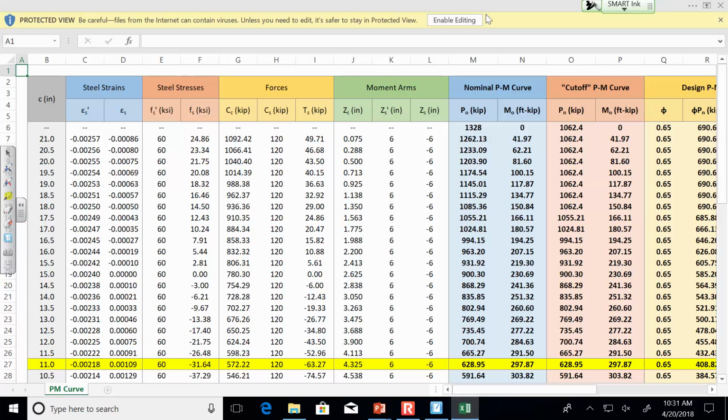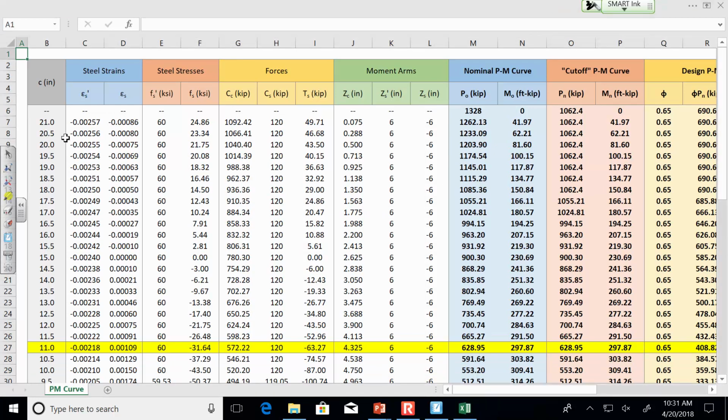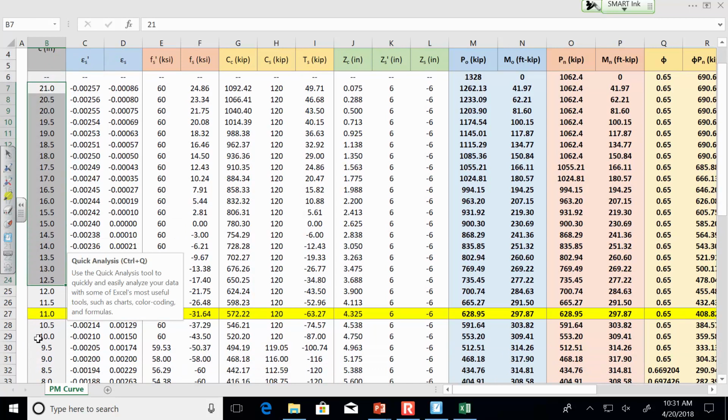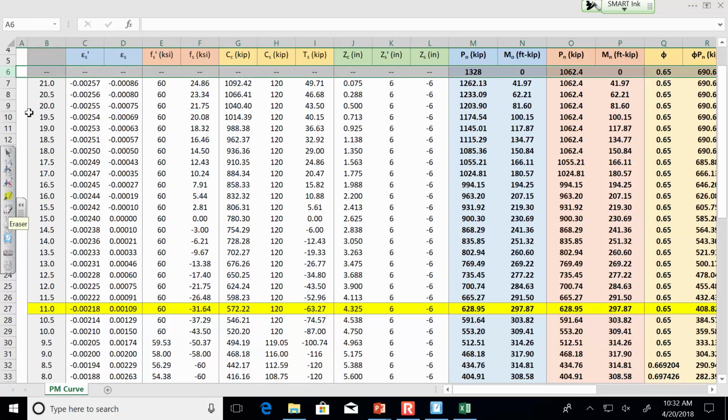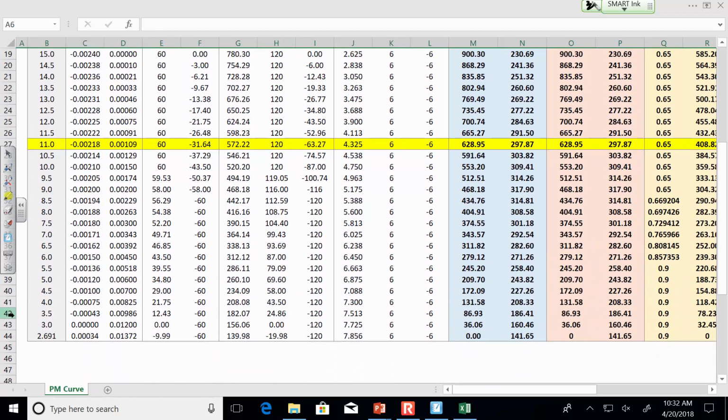Okay. So here what I've done is I've just guessed a whole bunch of different C values to plot this curve out. Now the one I showed you was the one at C equals 11 inches. There's nothing magic about that one value. I was just picking a whole bunch of them. So the top row, this is the case of purely axial load. And this case on the bottom, that was the case of purely bending moments.